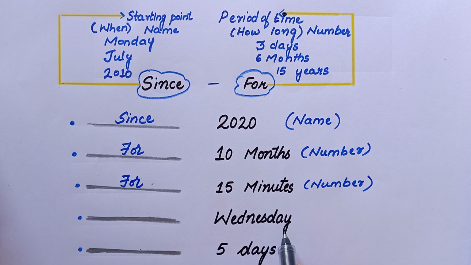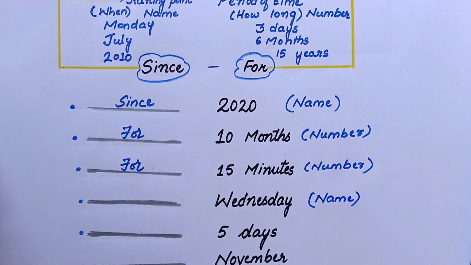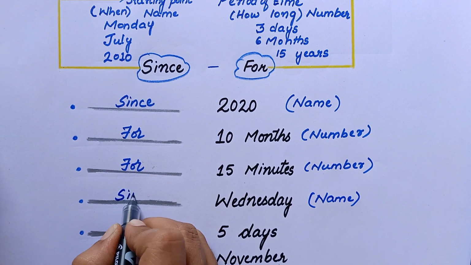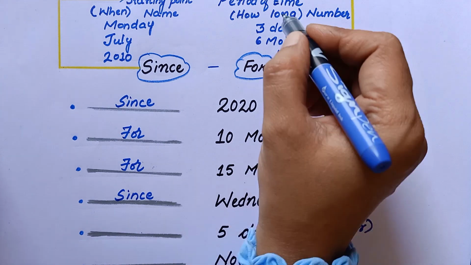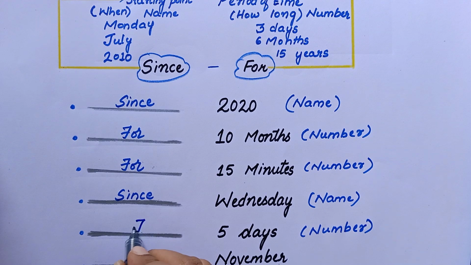Wednesday. What about Wednesday? Wednesday is the name of a day. So whenever there is a name, so always remember to use since. Since Wednesday. How about 5 days? Here it's again number of days. 5 days. For how many days? For 5 days. Okay? So the answer is for 5 days.